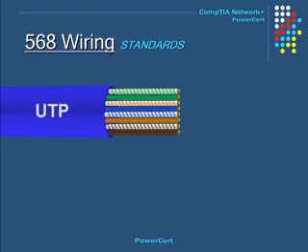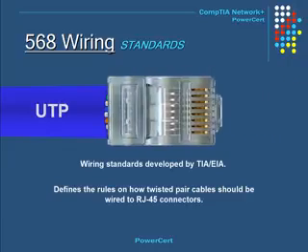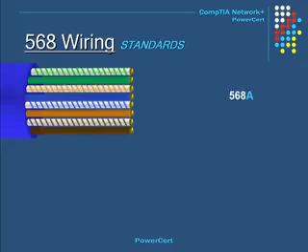The terms 568A and 568B refer to a set of wiring standards developed by TIA/EIA, which is also known as the Telecommunications Industry Association. And these terms define the rules on how twisted pair cables should be wired to RJ45 connectors. And these wires must follow a certain order so that the network can function properly.